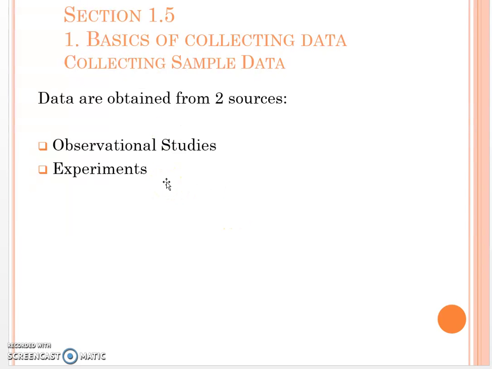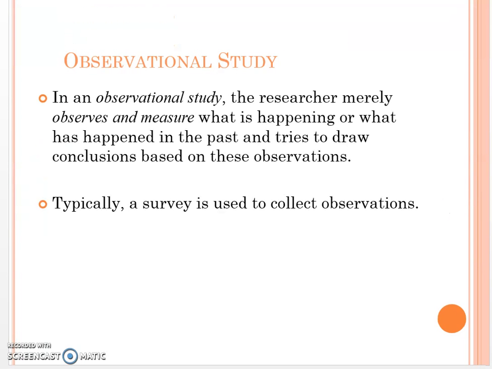Alrighty, so next we're going to talk about how we collect the data. First of all, data can be collected from 2 sources. One is called an observational study, one is called experiments. An observational study is easy to understand. Basically, you just observe and measure what happens. A lot of times this happens in surveys, because you just observe.